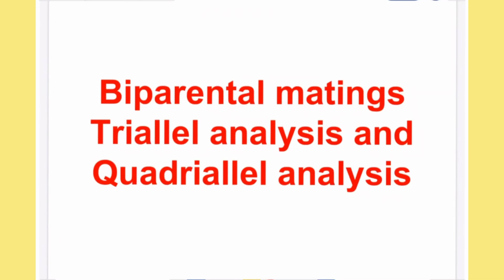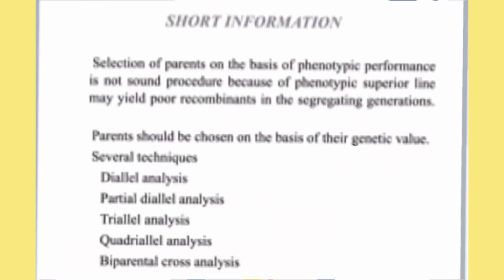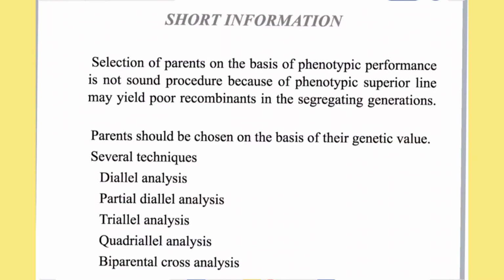In today's video lecture, we are going to talk about the biparental mating designs, trial analysis and quadrial analysis. Before coming to the point, we all know that the selection of parents on the basis of phenotypic performance is not a sound procedure, because phenotypically superior lines give poor recombinants in the segregating population. The choice of parents should always be on the basis of their genetic value, and we have several techniques to know the genetic diversity of the parents, what the good parents are, so that we can choose such parents in our hybridization program.